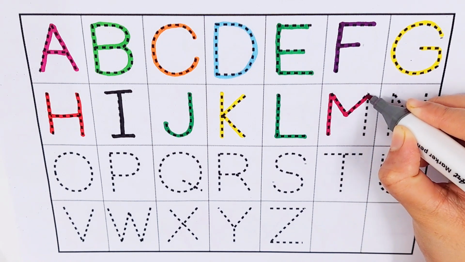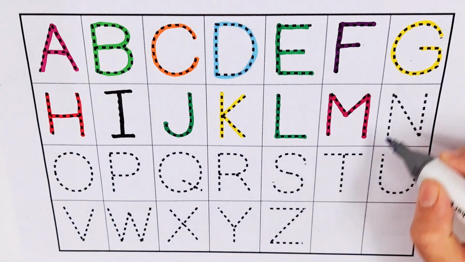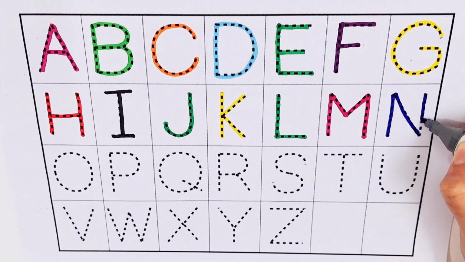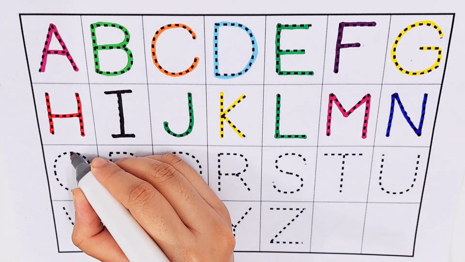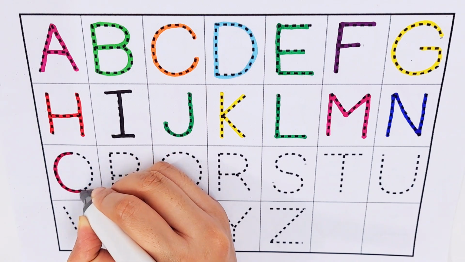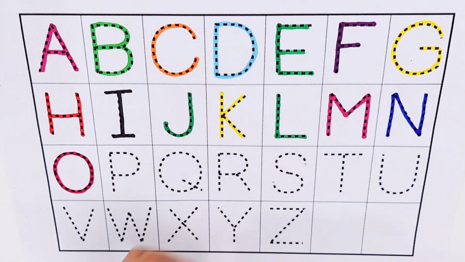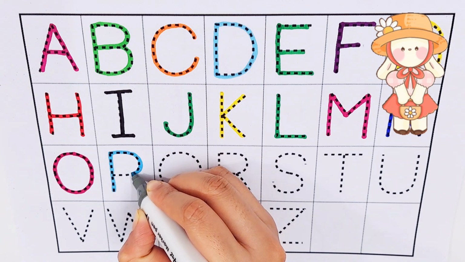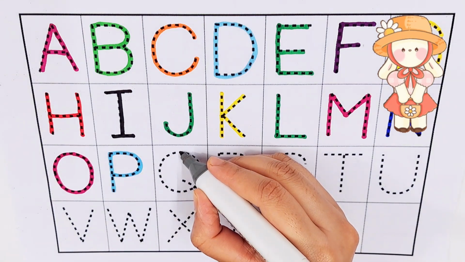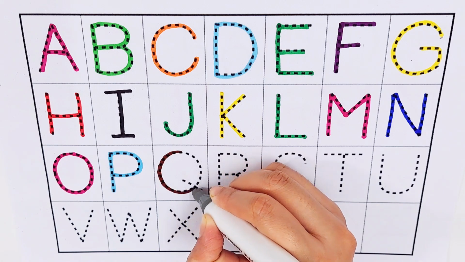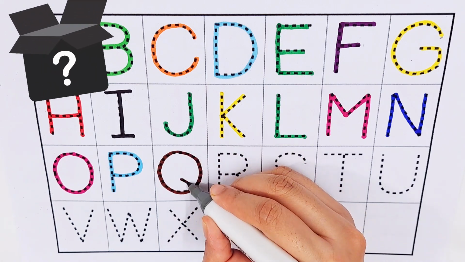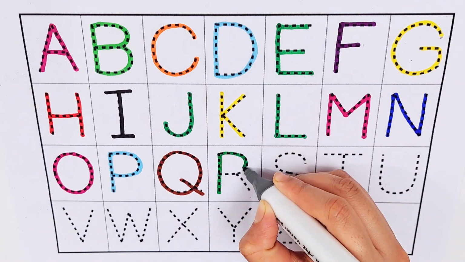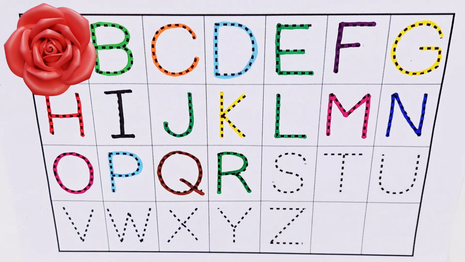M for monkey. N for nose. O for oxygen. P for princess. Q for question. R for rose.